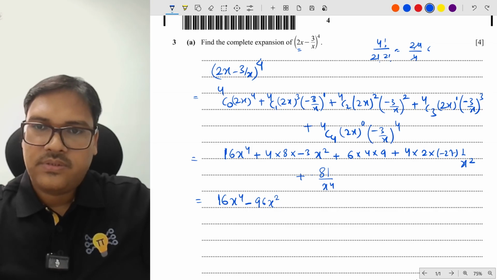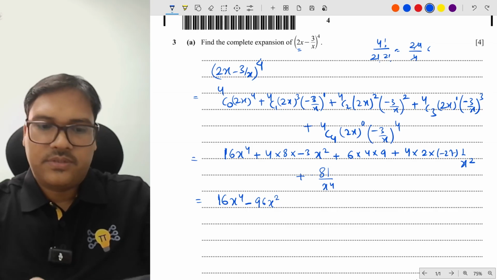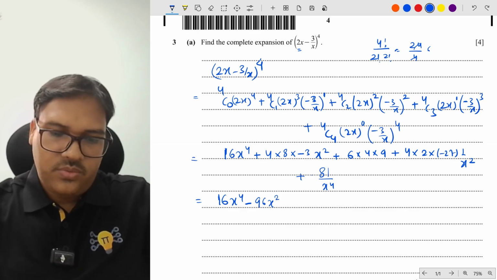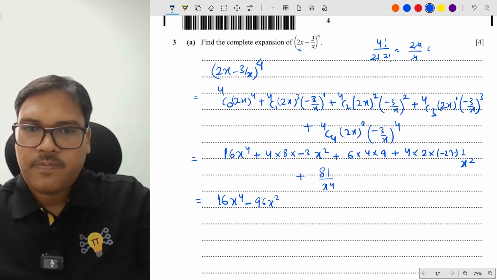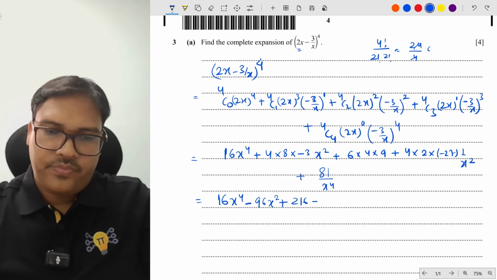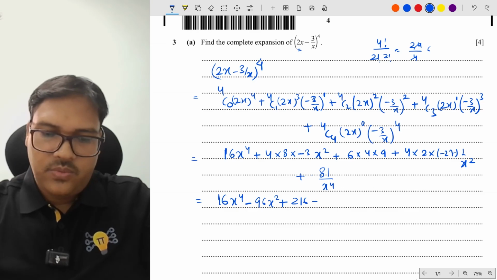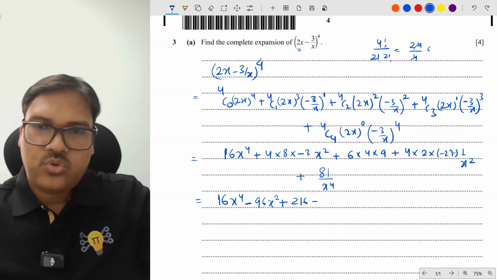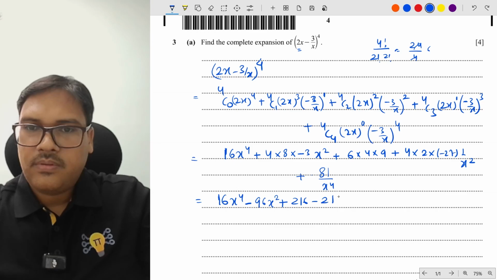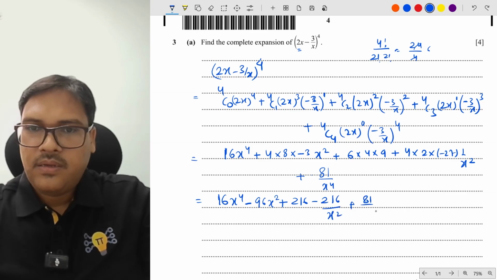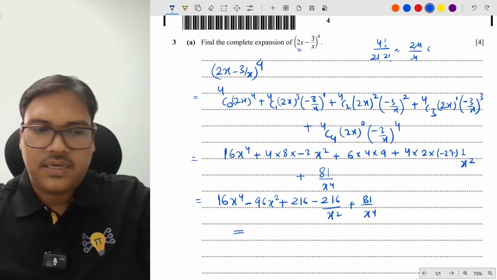This will become 24 into 9, which is equal to 216. This is plus 216. This is 27 into 8, which is 216 by x square, and this is 81 by x to the power 4. So this is the answer.